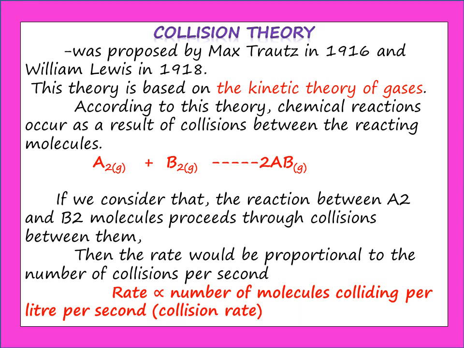For a reaction between two molecules like A2 and B2, if it has to occur, it proceeds through collisions between them. Then the rate will be proportional to the number of collisions per second. Rate is proportional to the number of molecules colliding per liter per second. The number of molecules colliding per liter per second is called the collision rate.